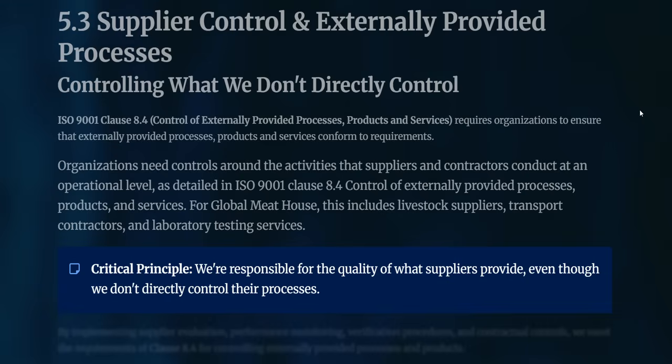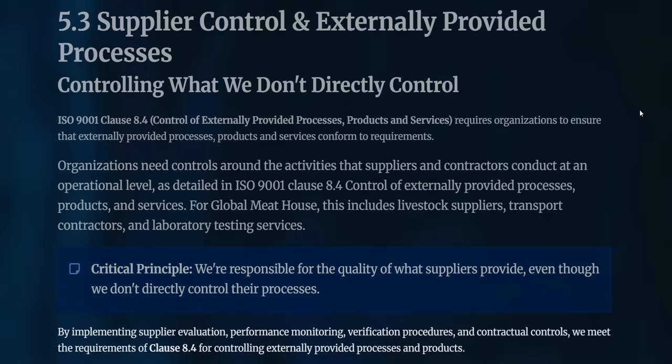The critical principle here: we are responsible for the quality of what suppliers provide, even though we don't directly control their processes. So, by implementing supplier evaluation, performance monitoring, verification procedures, and contractual controls, we meet the requirement of Clause 8.4 for controlling external provided processes and products.